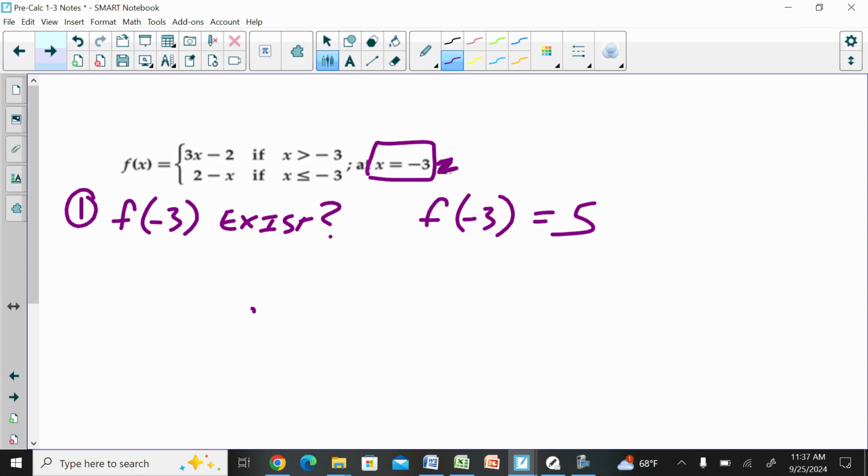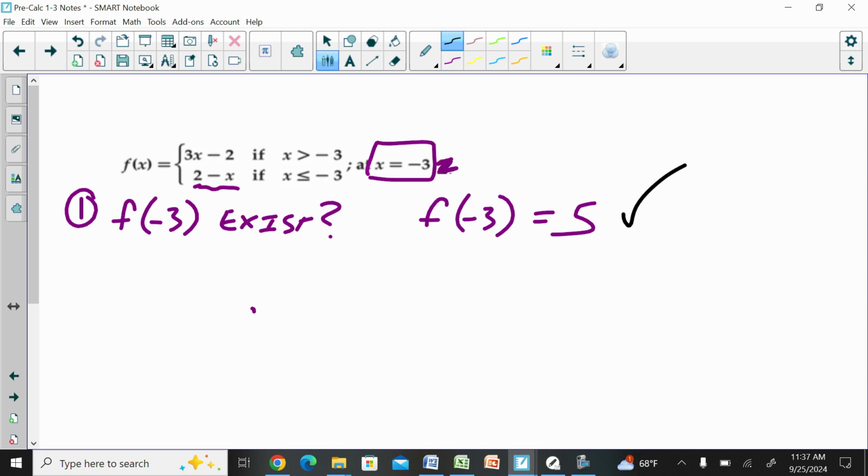Right, because I can plug it in here. 2 minus a negative 3 would give me 5 after making it positive. Okay, so we know that exists, so we can check that box. Yep, check. Got it. Good.